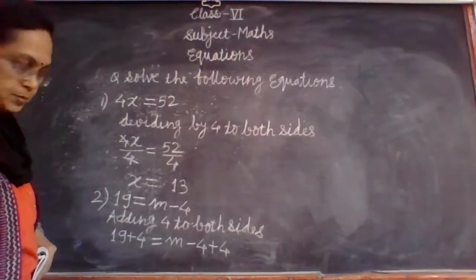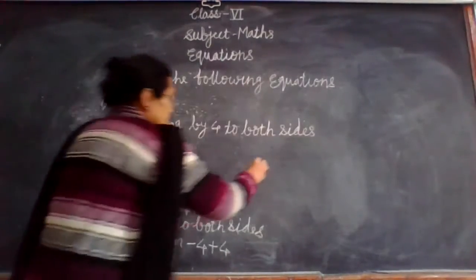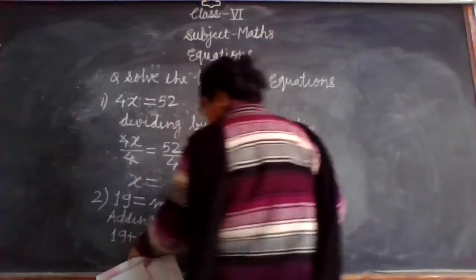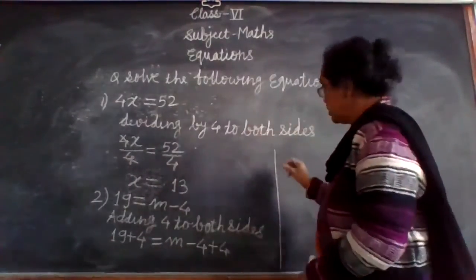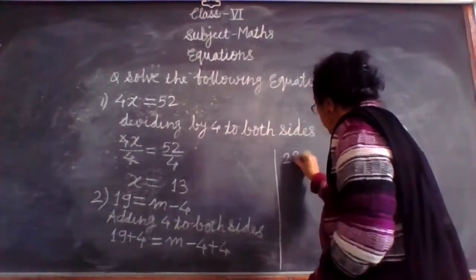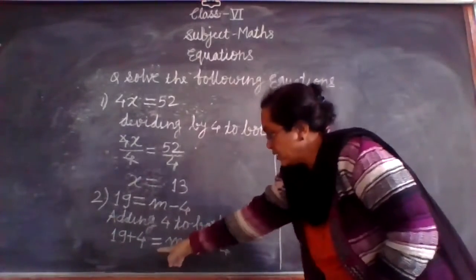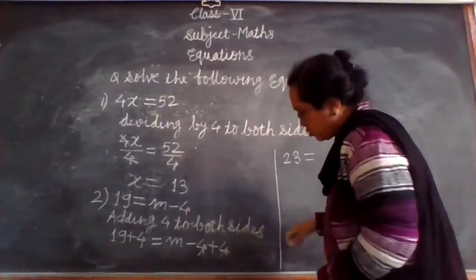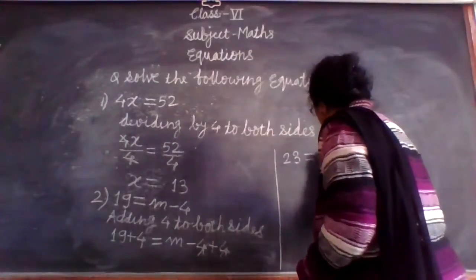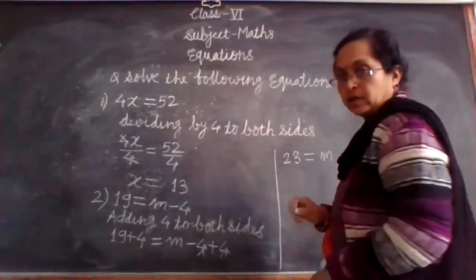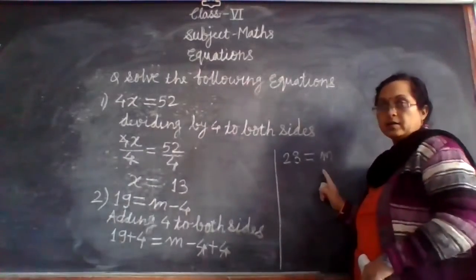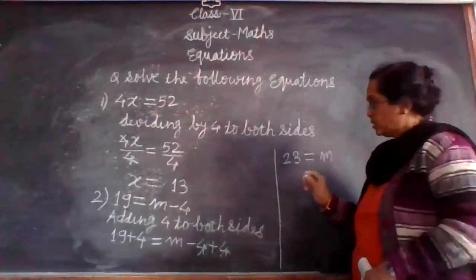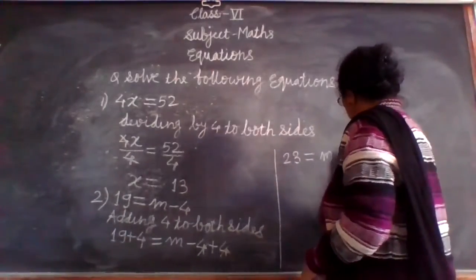So we will have 19 plus 4, it is 23 in the left hand side, and right side of the equation will be, this gets cancelled, minus 4 plus 4 it will give 0, so only m remaining. So we are getting m equal to 23. This is the solution.